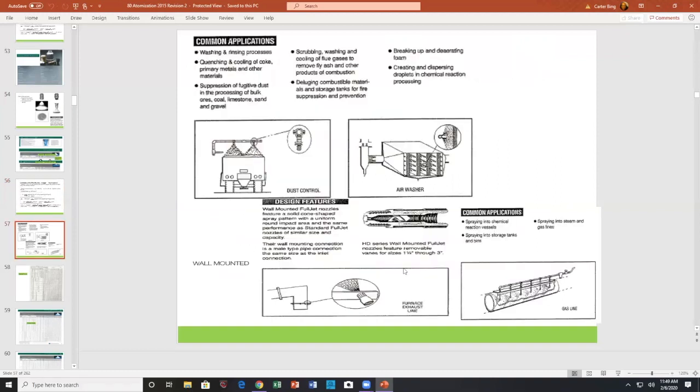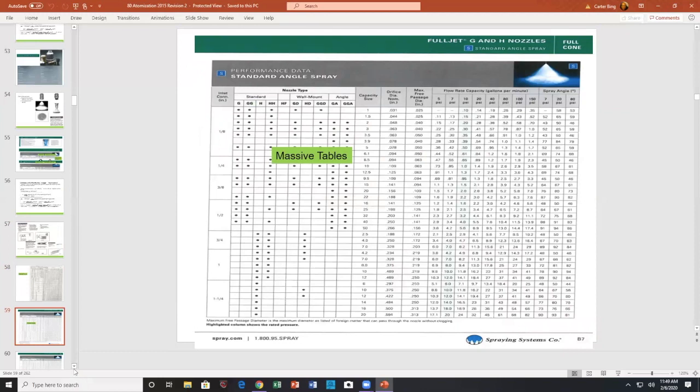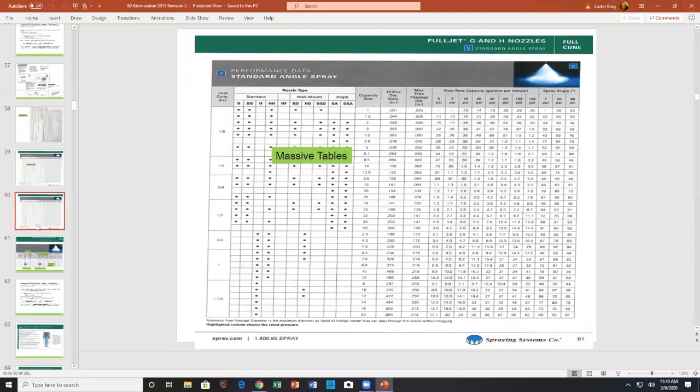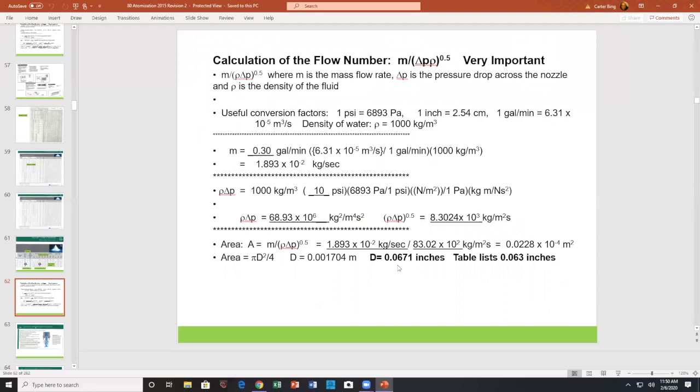Anyway, applications, we have applications of the full cone nozzle, massive data tables. Again, this is from Spray Systems, right? And again, massive tables is the word here. Good stuff. They're very nice to publish this sort of information. Anyway, again, I'm going to go to another full cone nozzle, do a flow number calculation. Get 0.067 from flow number, 0.063 nozzle. In other words, what I'm trying to say to you is calculate the flow number.